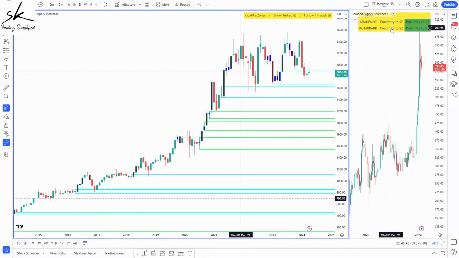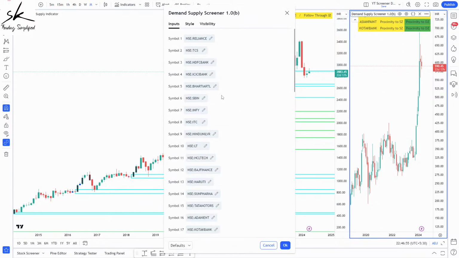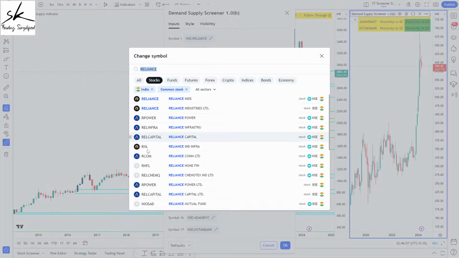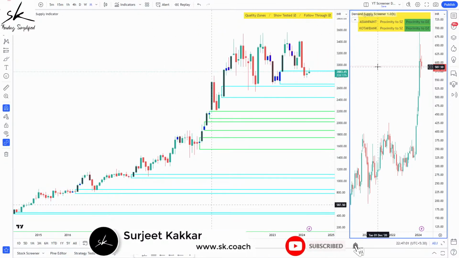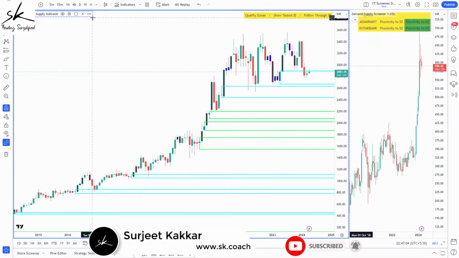And similarly, you can have this screener applied to n number of charts, and you can have n number of symbols it is analyzing for you. So if you want to change, you can see here, you can change it to any symbol that is available on TradingView. So it's not just restricted to the NSE exchange. Whatever symbols are available on TradingView, it can be applied to any symbol. All right, so that answers your query.